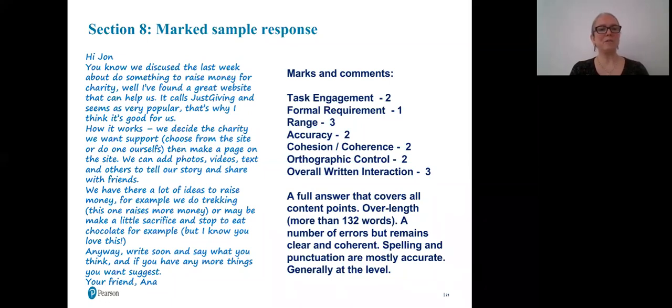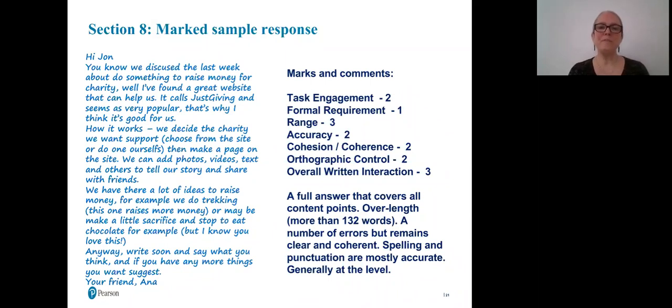We have there a lot of ideas to raise money. For example, we do trekking. This one raises more money. Or maybe make a little sacrifice and stop to eat chocolate, for example. But I know you love this. Anyway, write soon and say what you think. And if you have any more things you want to suggest, your friend Anna.